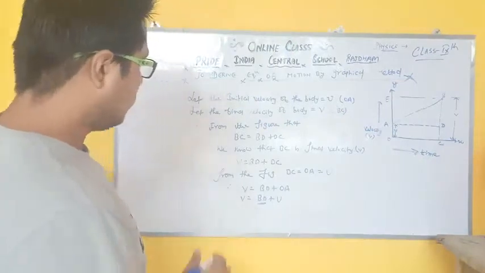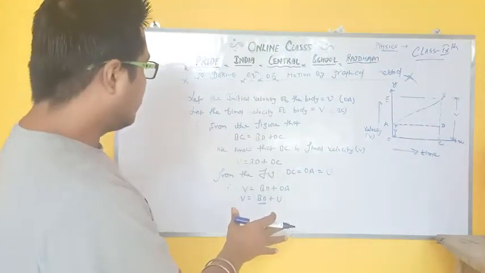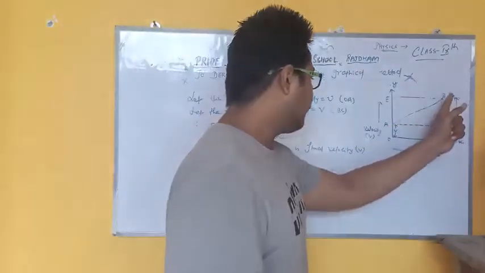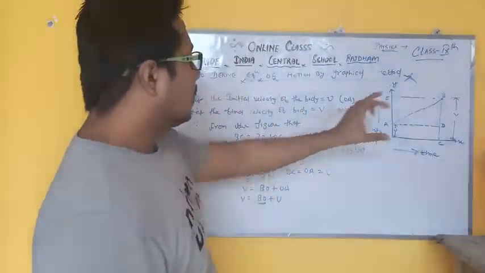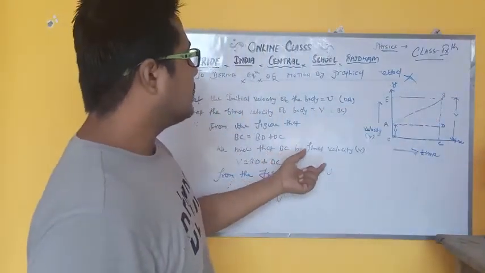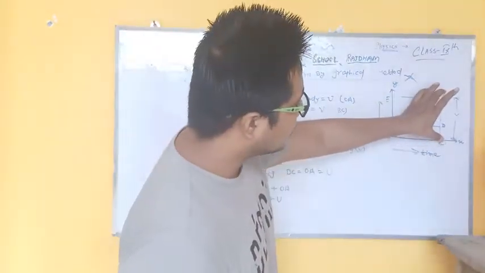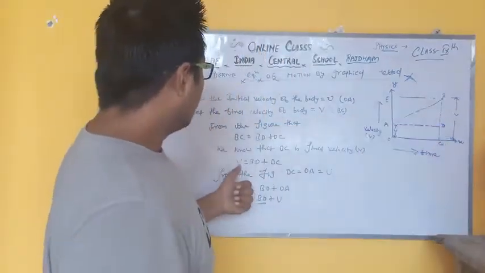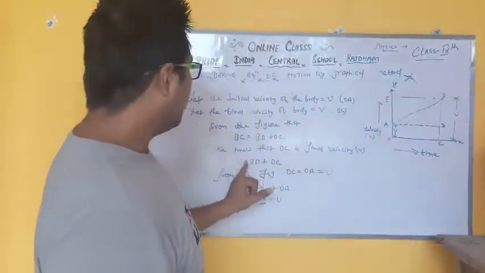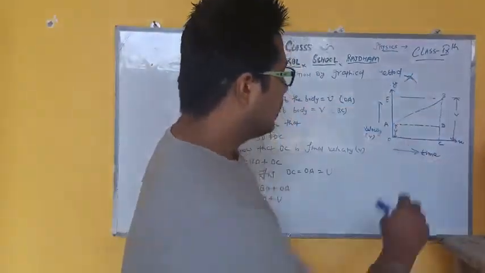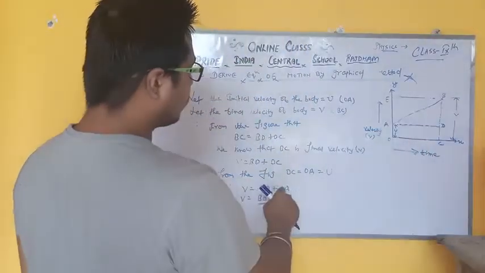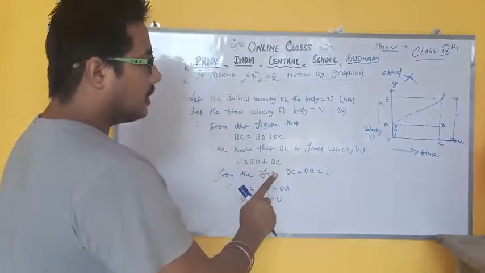Up to this much, I think everything must be clear to you. Let the initial velocity be u. Let the final velocity be v. From the above figure, BC is nothing but BD plus DC. We know that BC is the final velocity, so BC is equal to v. v is equal to BD plus DC. This DC is equal to OA, and OA is equal to u. Therefore, v is equal to BD plus u.